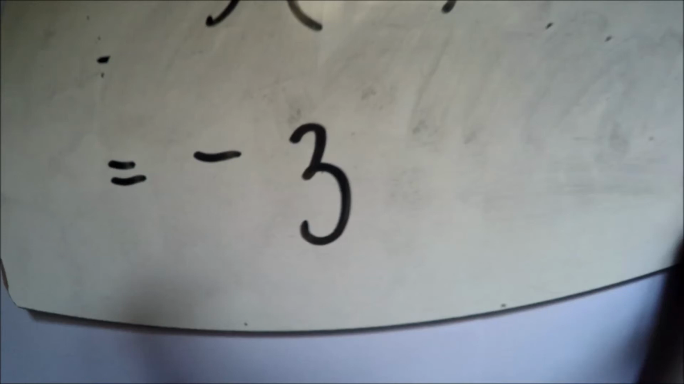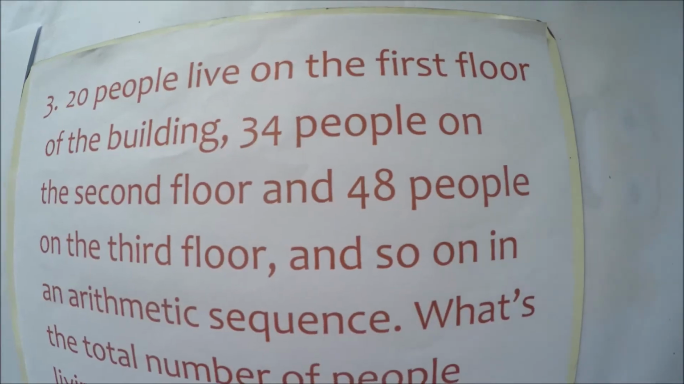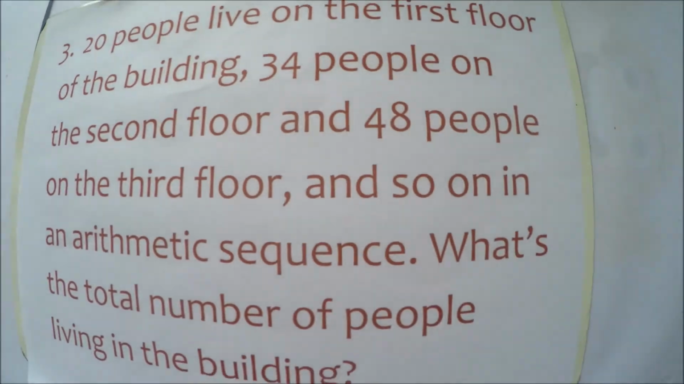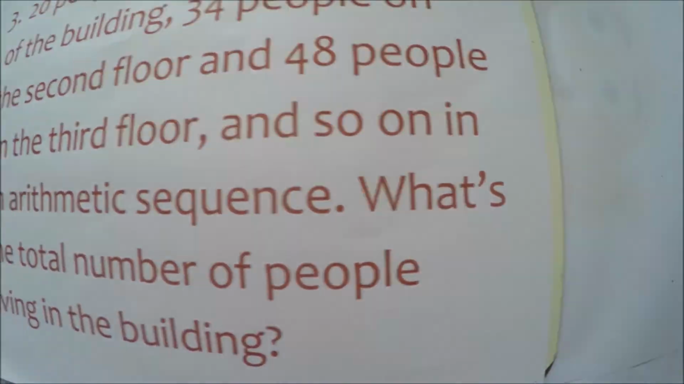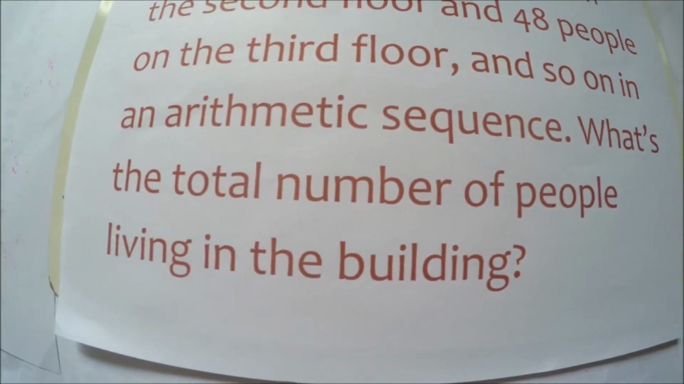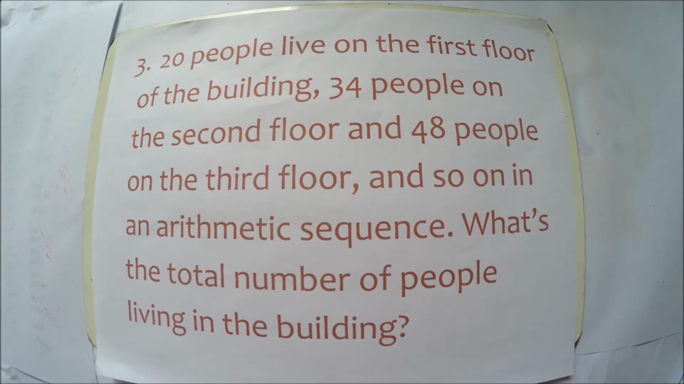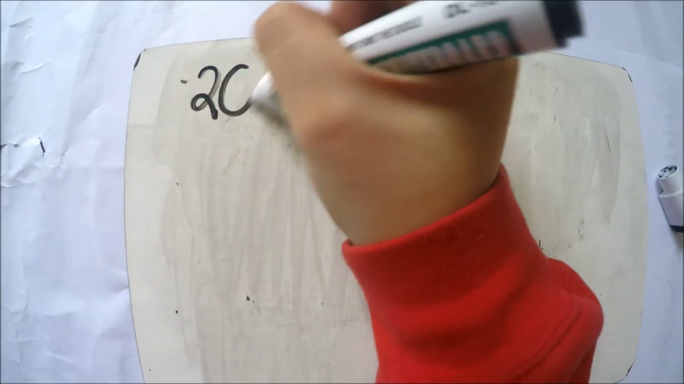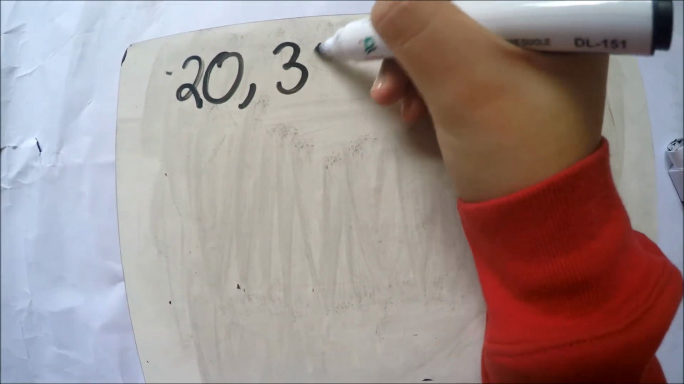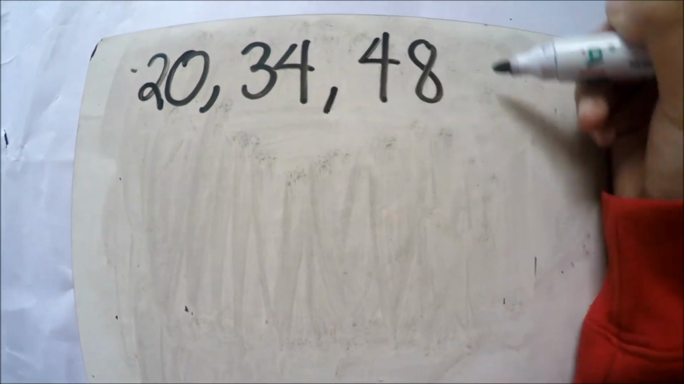And for our last problem, a word problem. 20 people live on the first floor of the building, 34 people live on the second floor, 48 people on the third floor, and so on in an arithmetic sequence. What is the total number of people living in the building? Our first term is 20, second term is 34, and third term, which is also our last term, is 48.